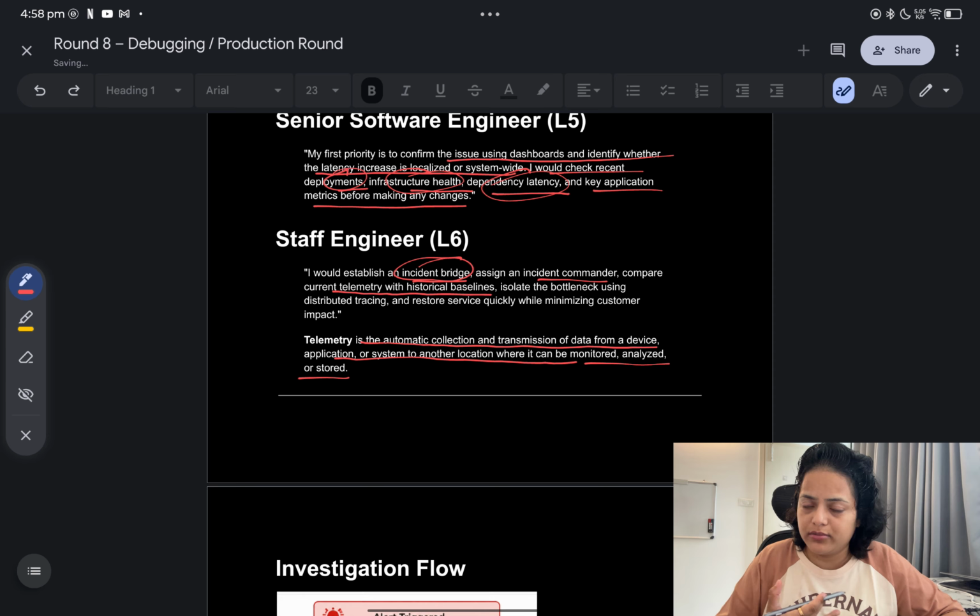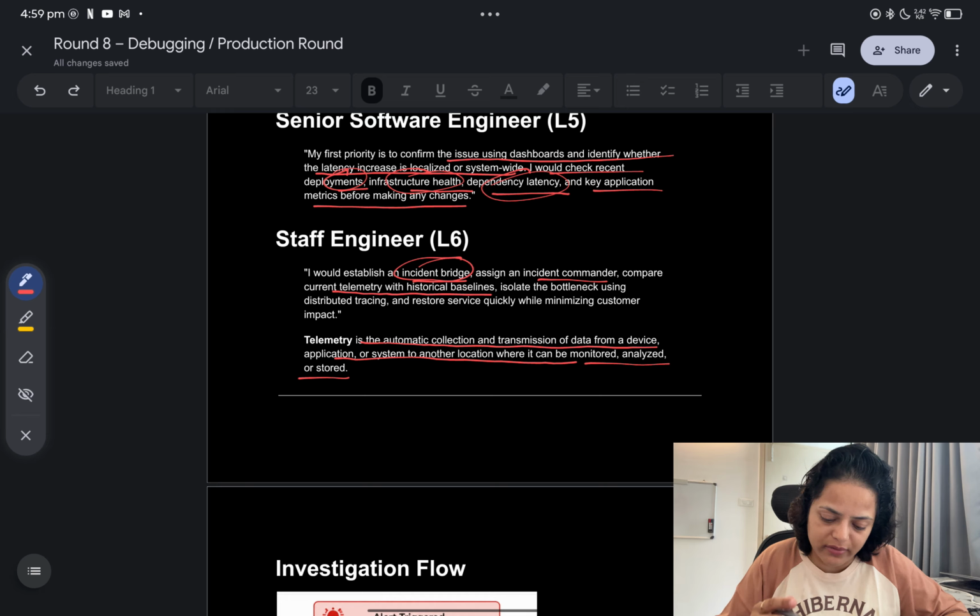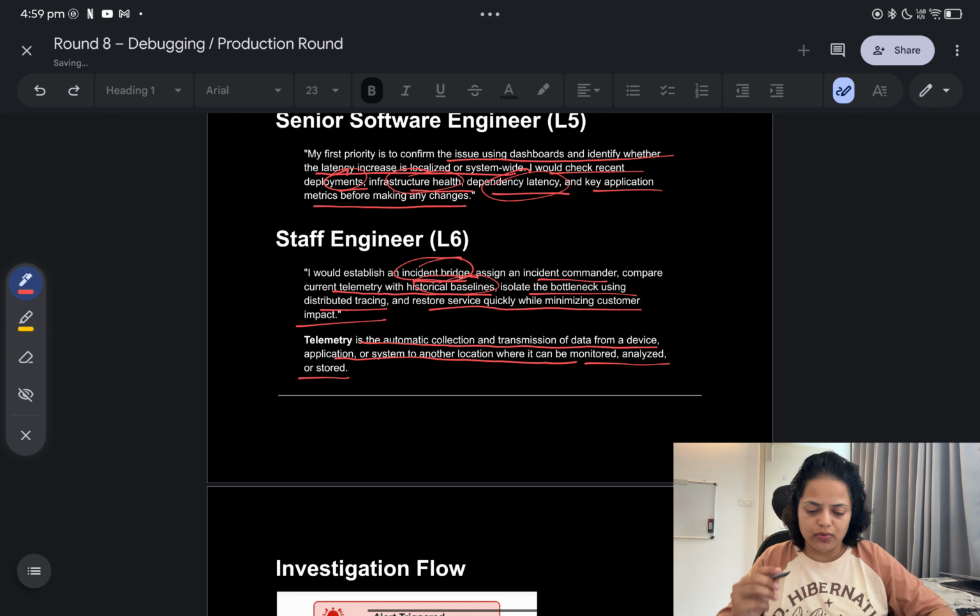So let's say a team member has given him the metrics and all, right? So he will compare the current telemetry with the historical baseline. Then isolate the bottleneck using distributed tracing, and then restore service quickly while minimizing customer impact. So this is what he will do.